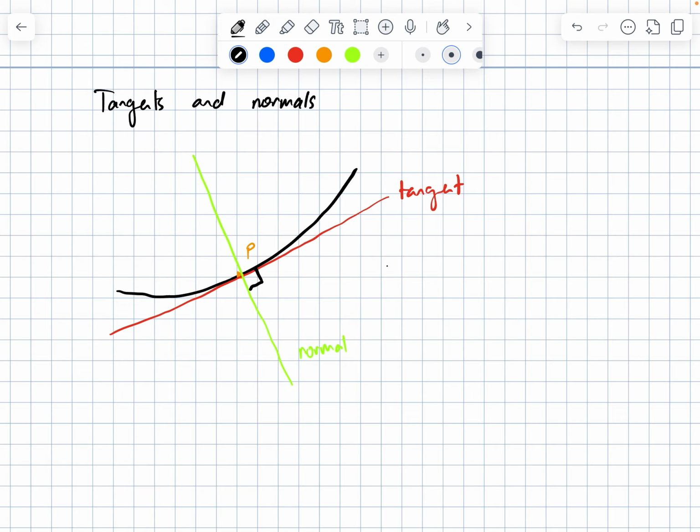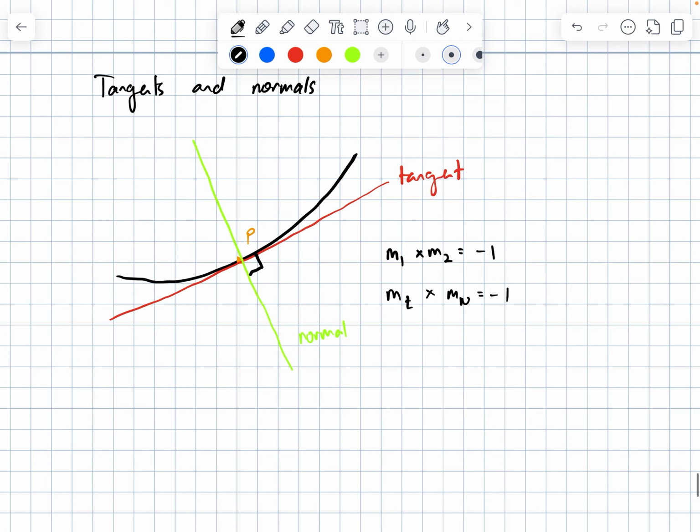Because the normal is perpendicular to the tangent, that means that we can apply a special rule which says that if two lines are perpendicular to each other or at 90 degrees, then the gradient of the first line times the gradient of the second line is equal to -1. Applying this to this question, that means that we have the gradient of the tangent times the gradient of the normal is equal to -1. We'll give an example for how this works and how we can see this in practice.